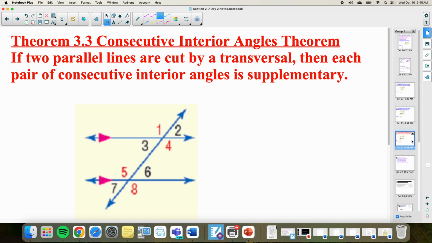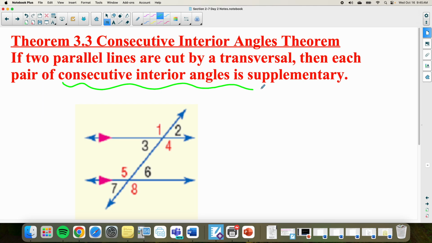The ones that are not congruent are the consecutive interior angles. One thing I just want to point out, if you look on this second line towards the back, you'll see that alternate interior angles, alternate exterior angles, and corresponding angles are on the wall. Consecutive interior is not on the wall.